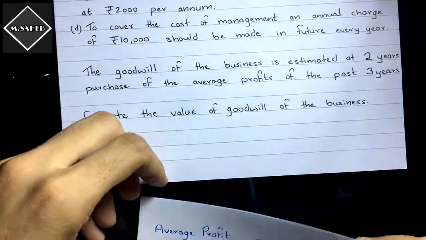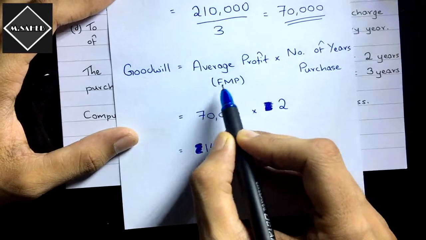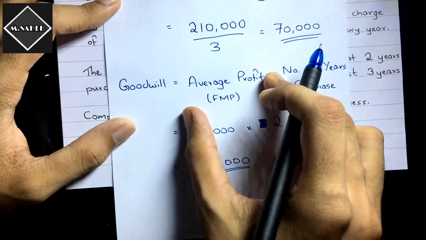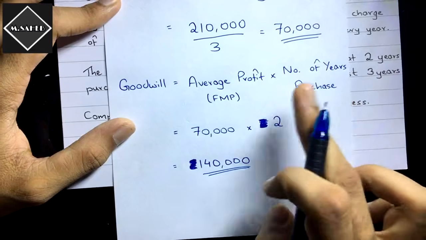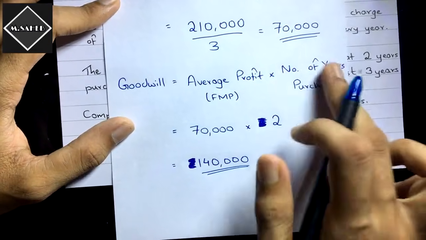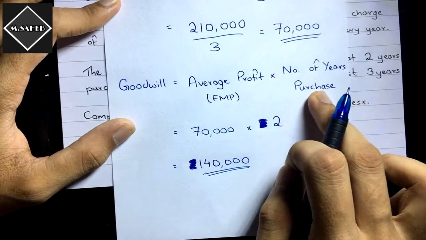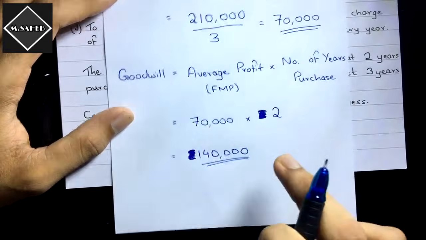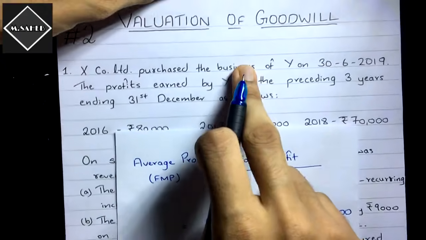So they have said in the question 2 years purchase. So to calculate the goodwill, what is the formula? Average profit, yes, future maintainable profit, which we have just calculated, multiplied by the number of years purchase. For how many years this profit can be earned, that is the assumption. So the number of years purchase will always be given in the question itself, so you don't have to calculate this or worry about it. Fine. So 70,000 into 2, you get 1,40,000 as the goodwill of this business.